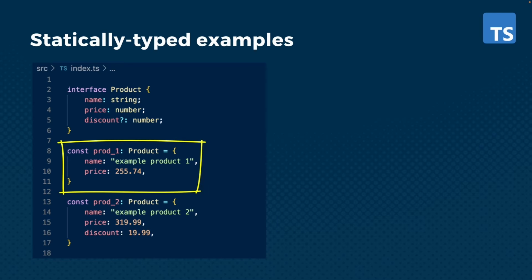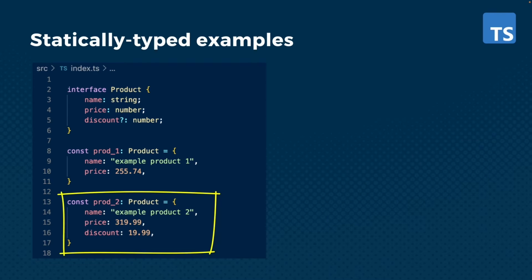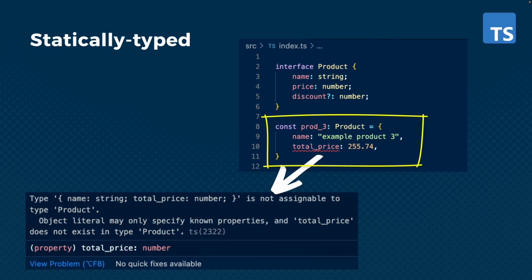For product 1, we define a name and a price. These properties are valid and the data types are correct. The discount is optional, so no errors are raised. Product 2 has name, price, and discount, all valid properties with correct data types. So again, no errors. Product 3, on the other hand, has a property named incorrectly, which is identified by TypeScript.